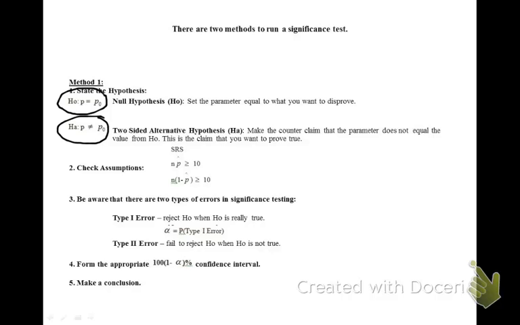Be aware that there are two types of errors that can occur in significance testing. A type 1 error rejects the null hypothesis when it's true. Alpha is the probability of a type 1 error. A type 2 error fails to reject the null hypothesis when it is not true.